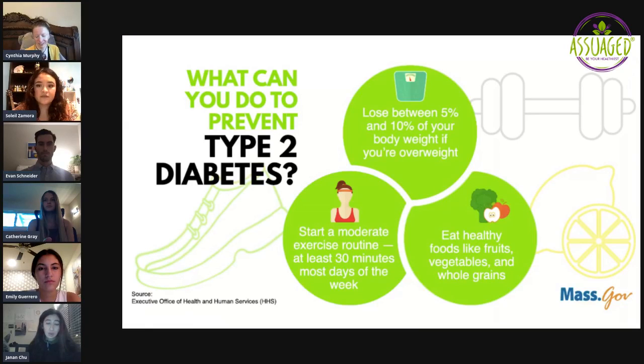So what you can do to prevent diabetes is there are a lot of achievable lifestyle changes you can make, such as monitoring your diet and getting more physically active. And these are things you can do to prevent type 2 diabetes and also manage it if you have it.